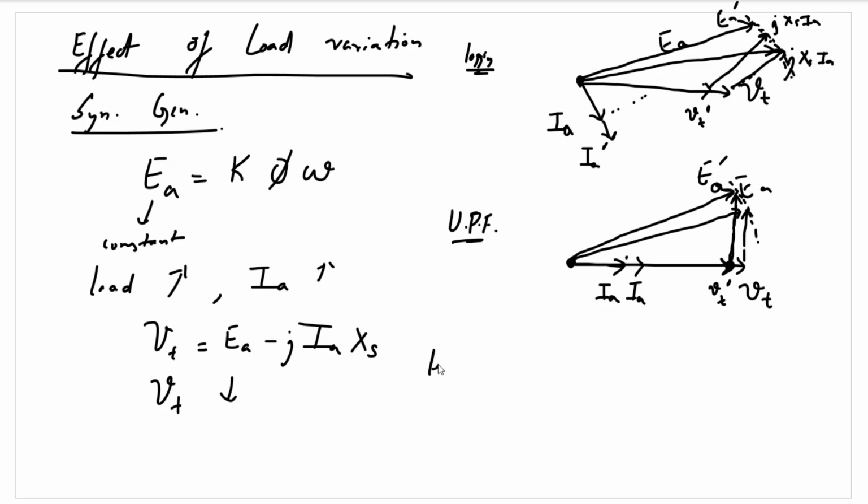Now for a leading load, this is VT, this is IA. That means if we have j times XS IA in this direction, it will be somewhere around here.